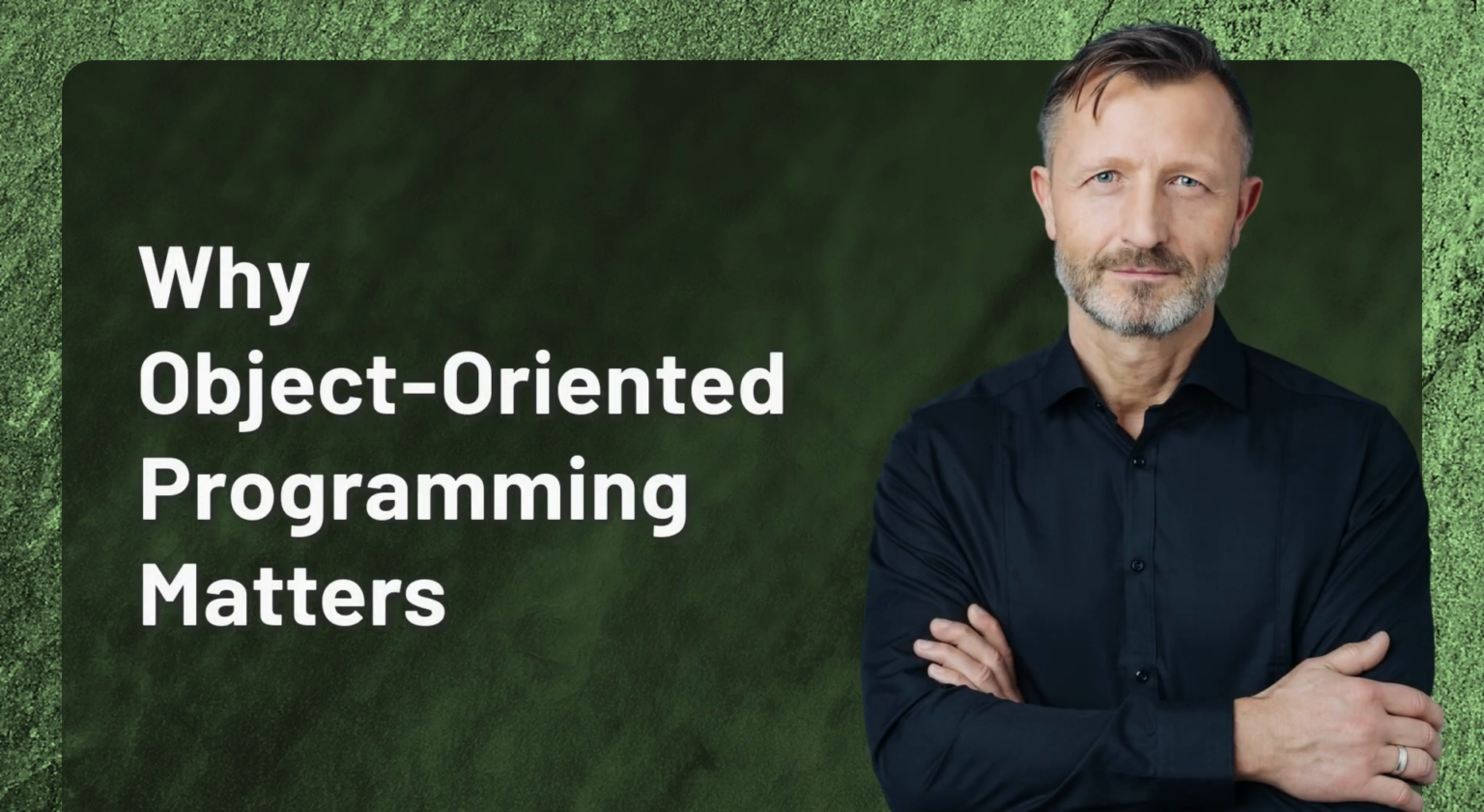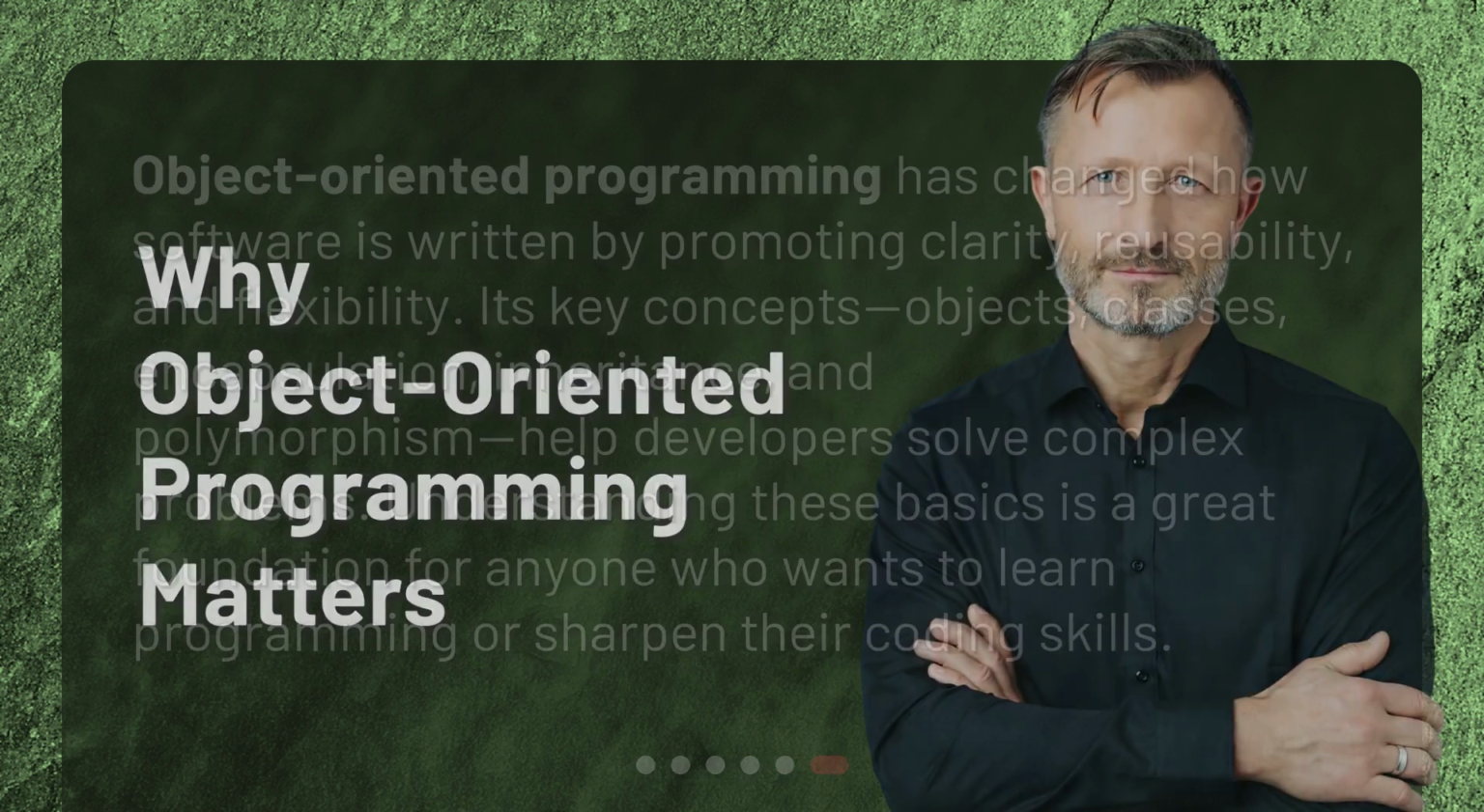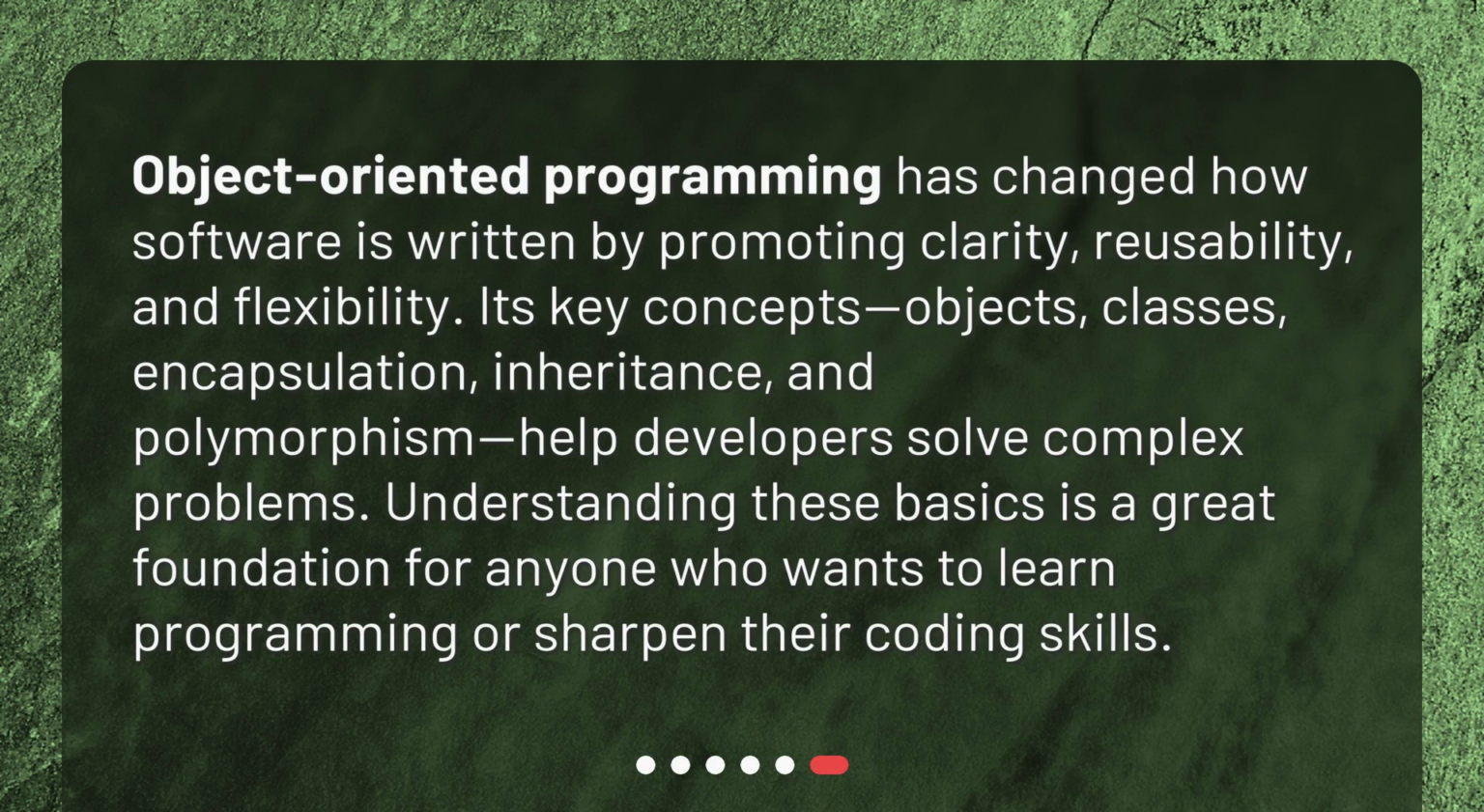Why object-oriented programming matters. Object-oriented programming has changed how software is written by promoting clarity, reusability, and flexibility. Its key concepts, objects, classes, encapsulation, inheritance, and polymorphism, help developers solve complex problems. Understanding these basics is a great foundation for anyone who wants to learn programming or sharpen their coding skills.